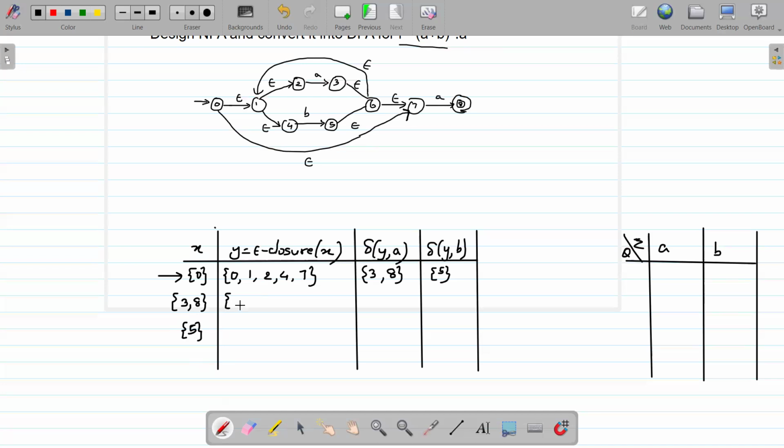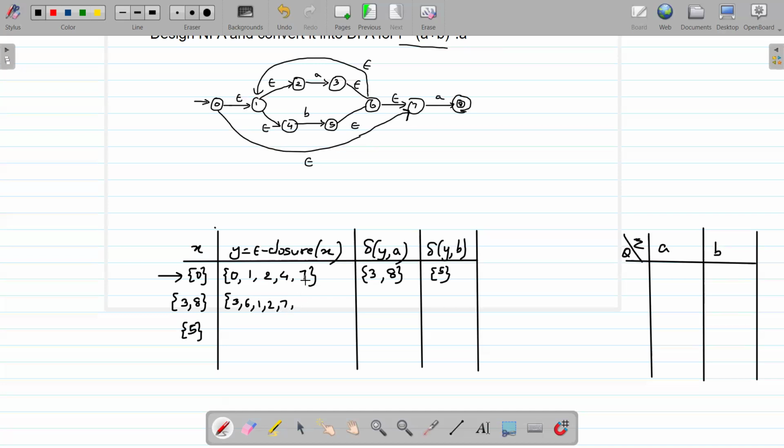Now we will calculate epsilon closure of 3 and 8. So it is epsilon closure of 3 union epsilon closure of 8. So epsilon closure of 3, if we see here, first start with the state 3. From 3, we can go to 6. From 6, we can go to 1. We can go to 2. We can also go to 7. All these transitions are possible.